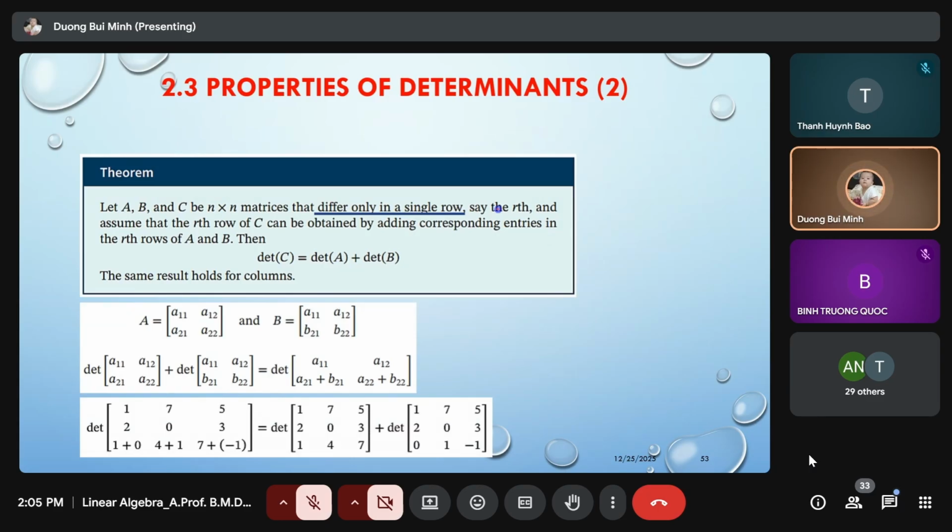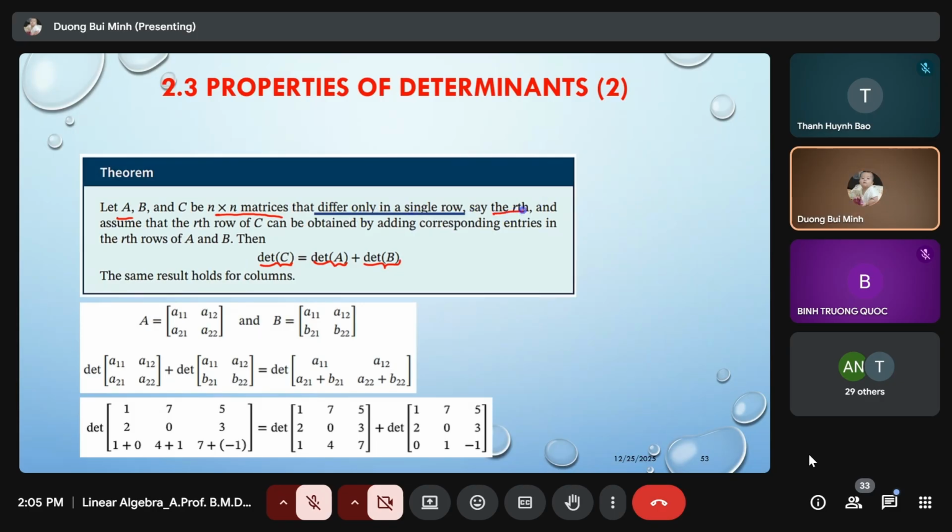Here we have one more theorem. The determinant of C is equal to the determinant of A plus the determinant of B if and only if what? Look, let A, B, C be square matrices that differ only in a single row.